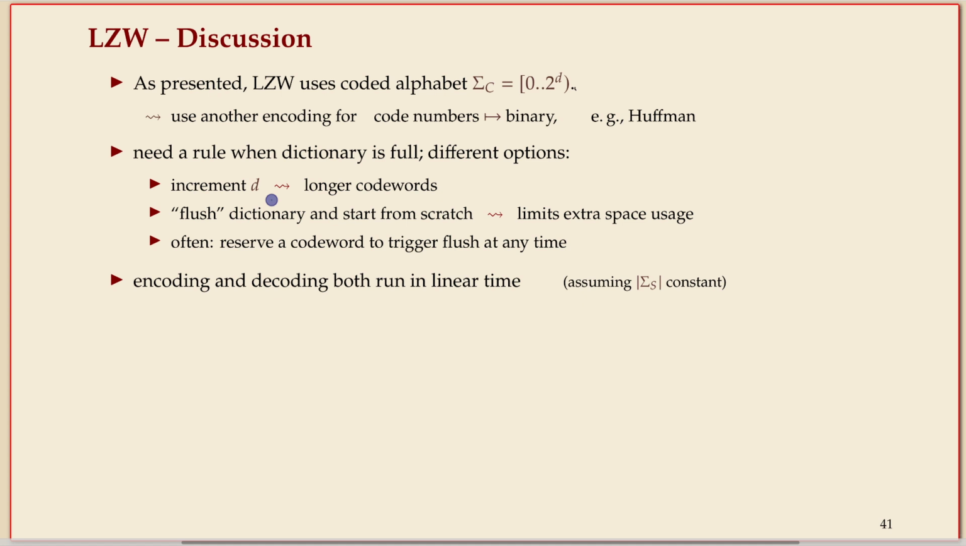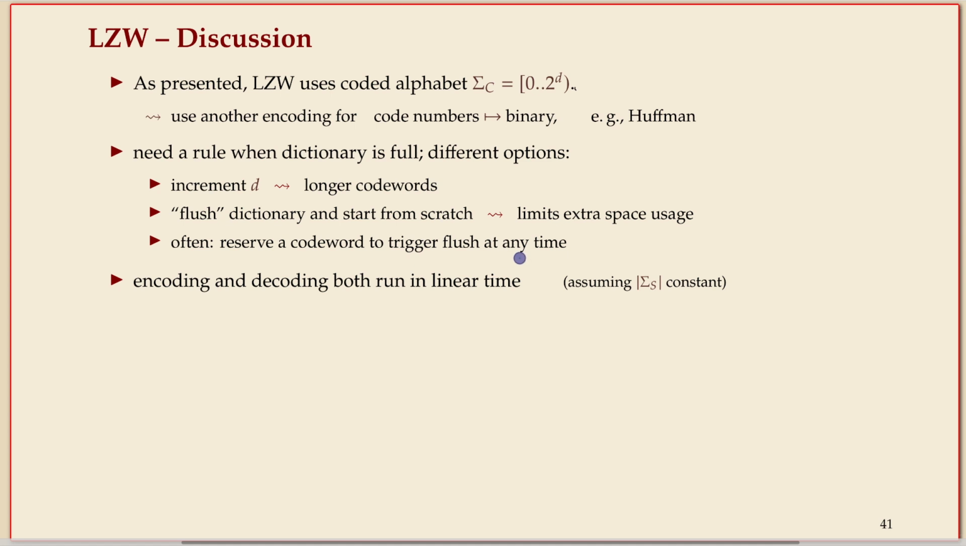If you have reason to believe that the text is overall repeating, then it might make sense to just increment the code word size over time. The other option, often used in practice because it avoids running out of memory eventually, is to just flush the dictionary and start from scratch. So you fill it up, and then you pretend you start from the initial state again. And indeed, most applications of zip and so on have a special code word where the encoder can say, I think now is a smart time to just abandon the dictionary, flush it, and start from scratch.